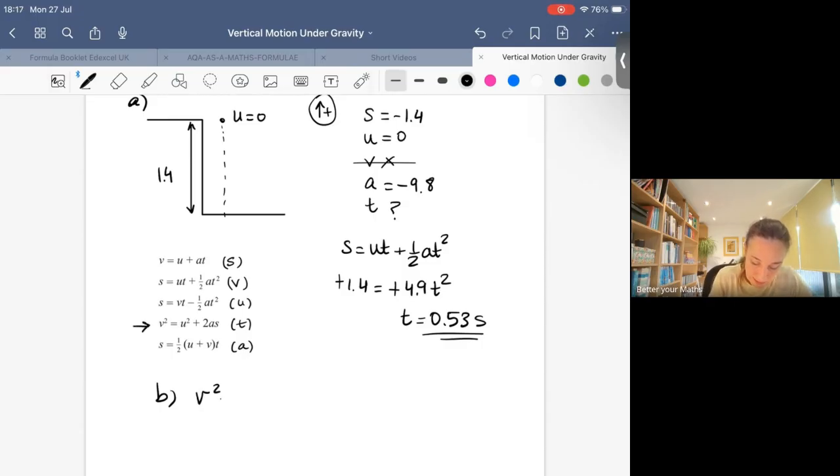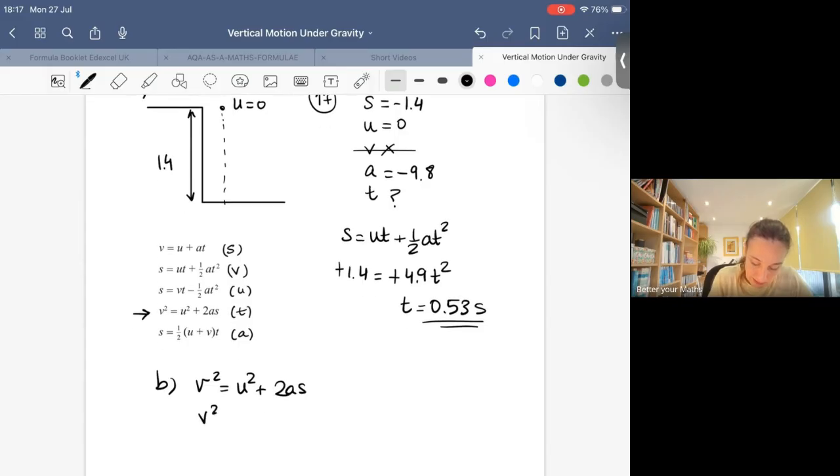So v squared is u squared plus 2as. v squared is what we need. u squared is 0. And then I have minus, because the acceleration is negative, remember? 2 times 9.8 is 19.6. And s is minus 1.4. So that means v is the square root of just those two numbers multiplied together. This is 5.24 to 3 significant figures, meters per second.